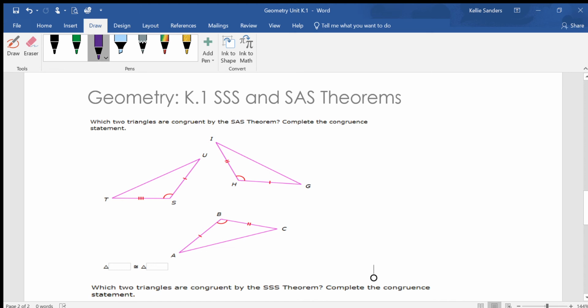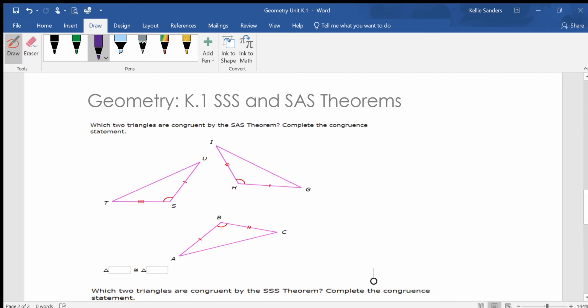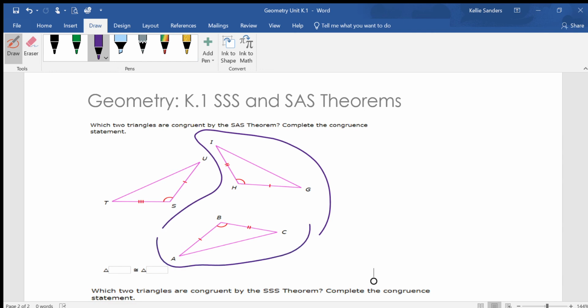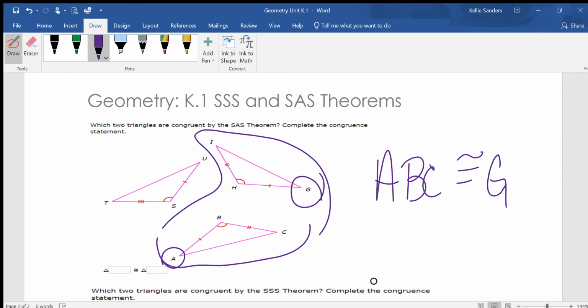Side, angle, side. Notice that on these, here's your 2 sides, and here's your angle. The angle is directly between the 2 sides, and they are on all of these. So all of these are side, angle, side. We just have to find the 2 triangles that are congruent to each other, and it's going to be these 2. So A, B, C is congruent to A, G, H, I.